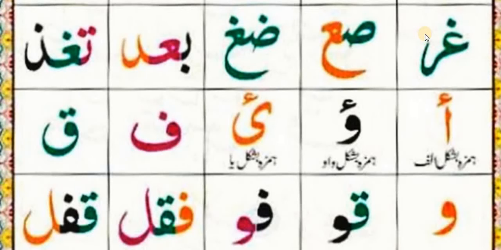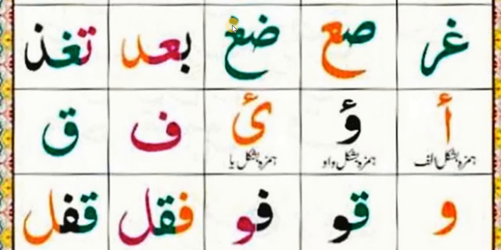It is the short form of Sad connected with Ain. Here is Ain in different shape. Sad, Ain. First one is the short form of Dod connected with Ghain. Dod, Ghain.